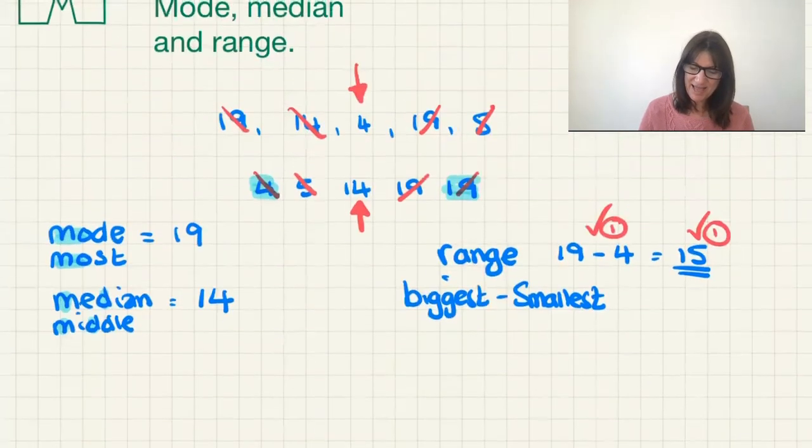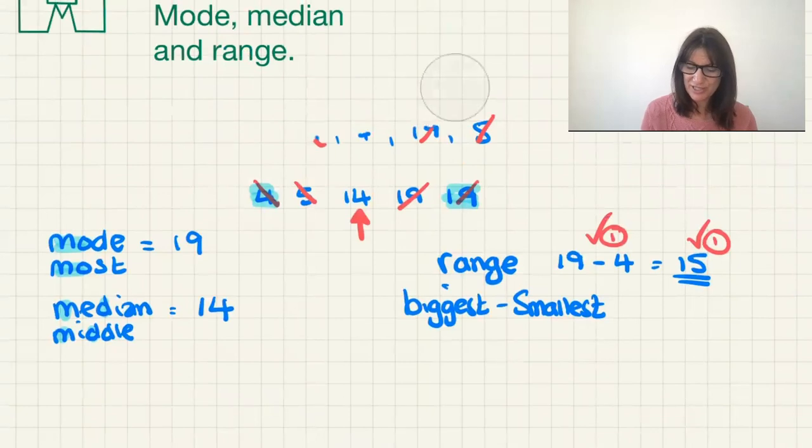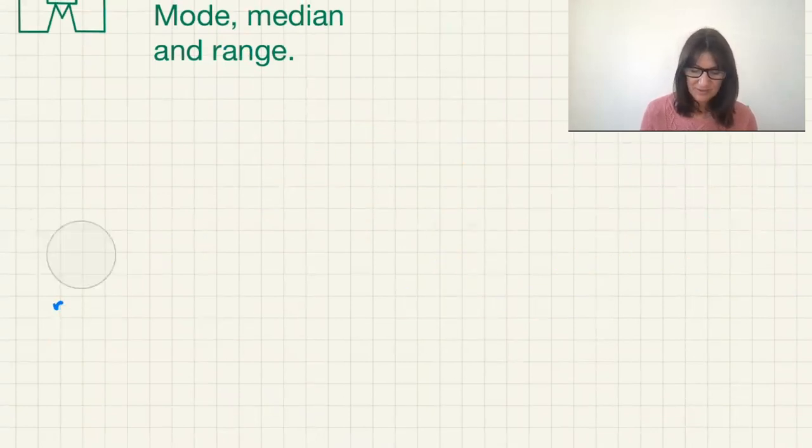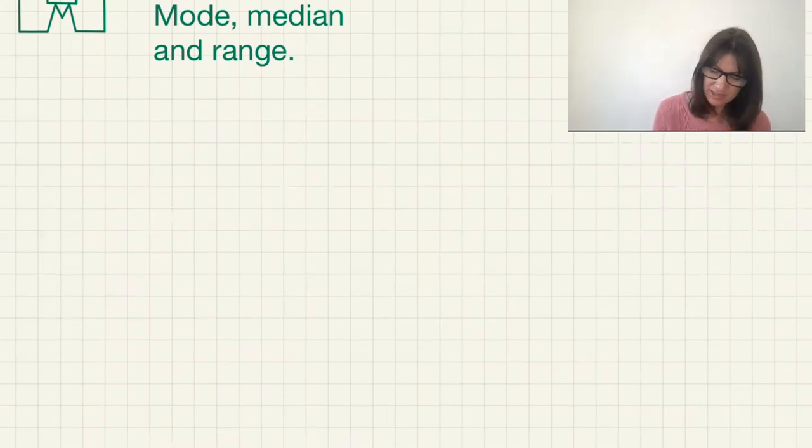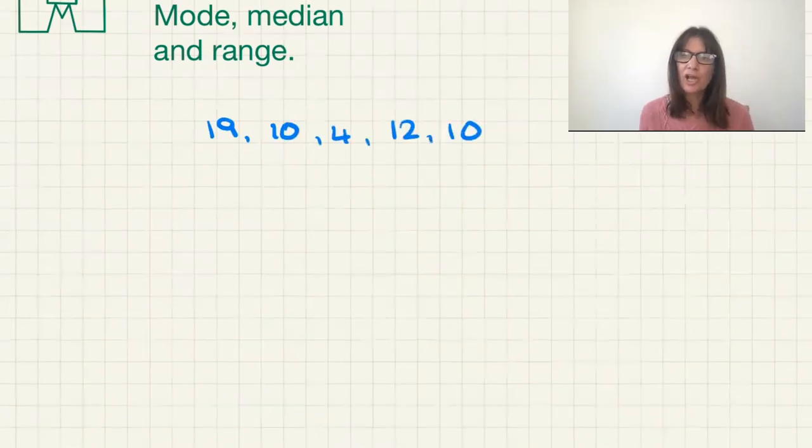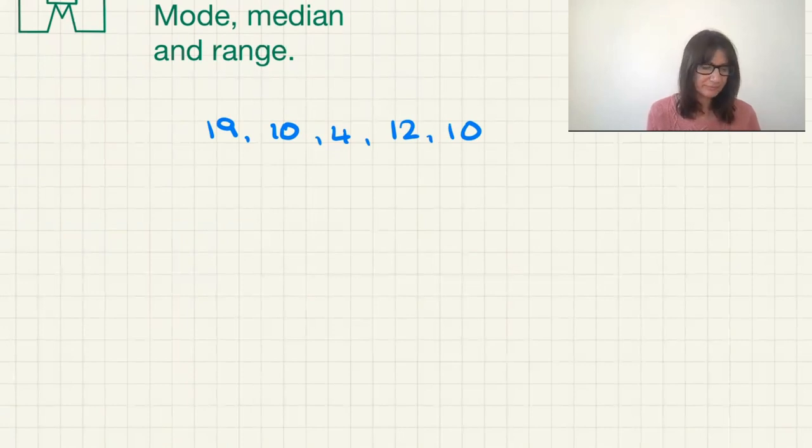Okay, so let's go back and do some practice questions. Our next question is going to be 19, 10, 4, 12, and 10. And I know that you've only seen it once, but please just pause and have a go at this. It doesn't matter if it goes wrong. More importantly, you're giving it a go, aren't you? So pause and try and do all 3 for me.